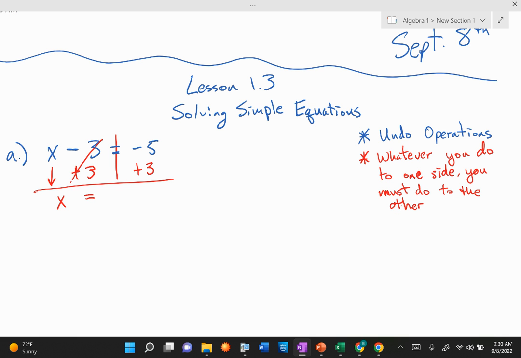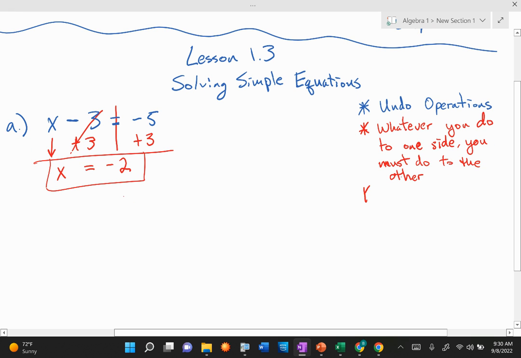Negative 5 plus 3 is? Negative 2. Are you done? Yes, you are. Okay. Are you able to check yourself? Yeah. You check yourself using what method? Substitution.